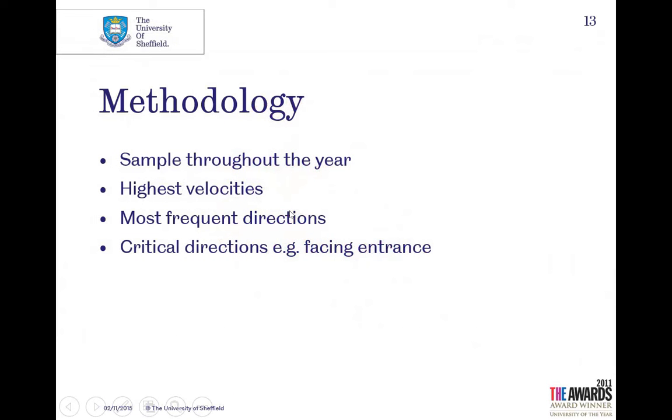Look for the highest velocities. We're more concerned with the high velocities. Look for the most frequent directions. In Sheffield it comes from all around, but some cities have a much more directional wind, and then you don't need to test the directions that the wind doesn't come from. Think about critical dimensions. For example, the direction of the wind facing the entrance to your building. That could be a really critical direction.